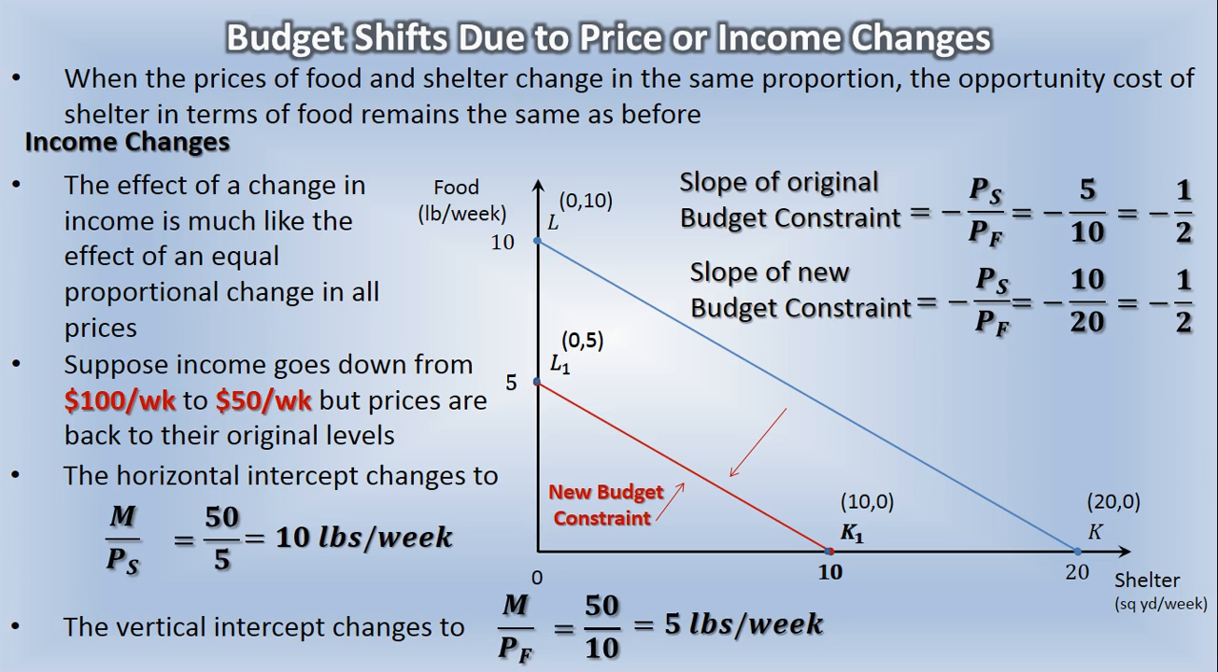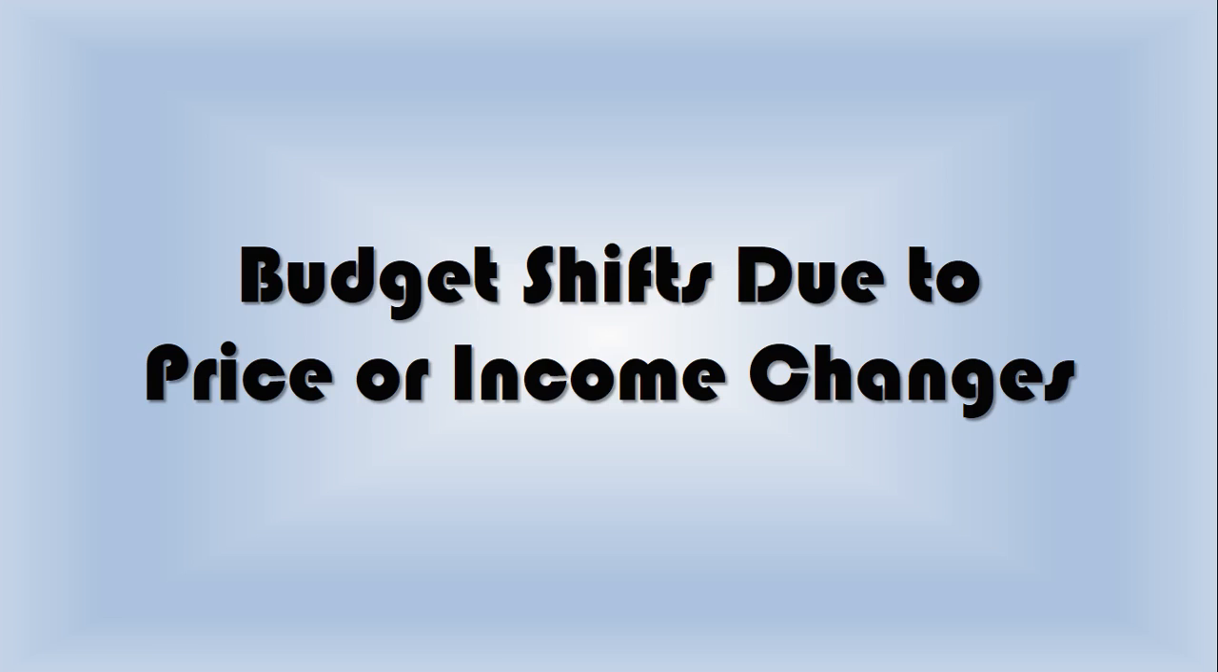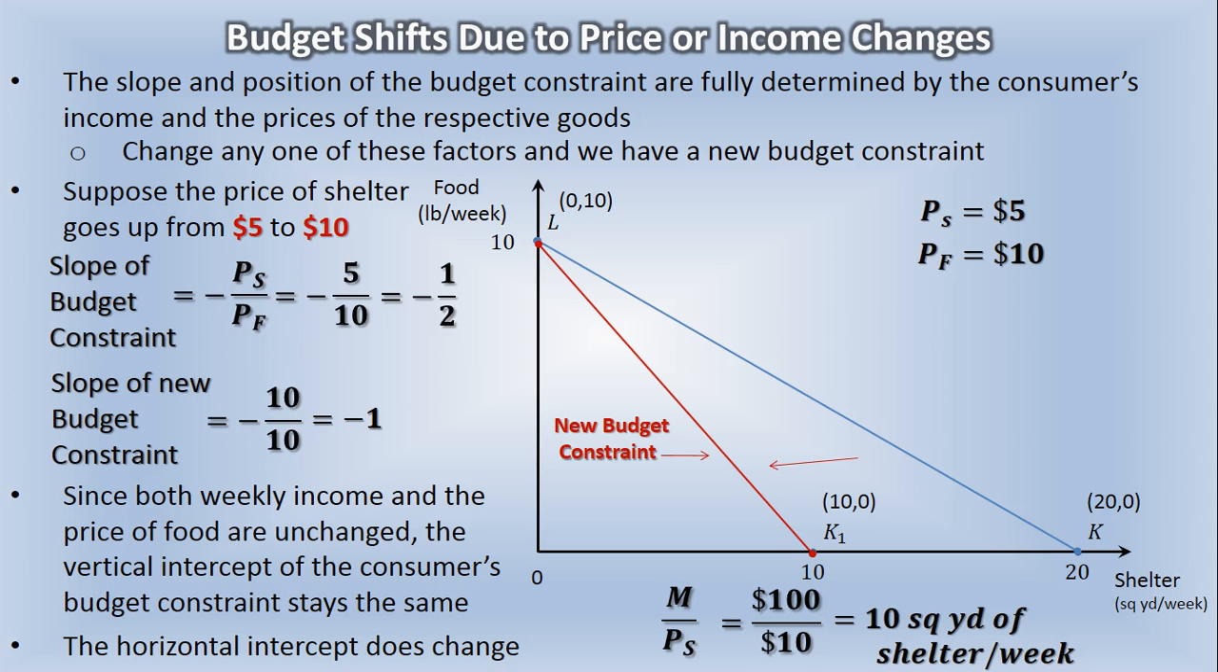We see that when incomes change, the relative price of the goods don't change, and so the slope stays the same, and that's why you have a parallel shift. Versus if a price does change, then the relative price of the goods changes. The exchange rate of one good for another in the market does change.